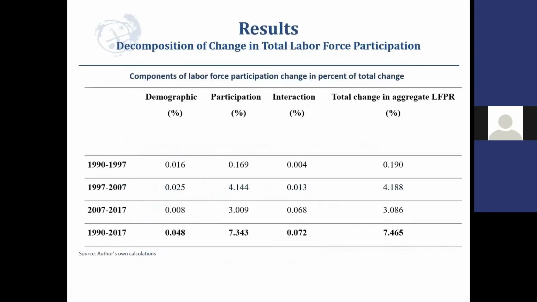These are the results of the first decomposition method, and you can see that in the last row, change in the age structure of population accounted only for 0.048 percentage points of the 7.465 percentage point increase in female labor force participation over the last 3 decades. So I can reject the first hypothesis, and you can say that the changes in female labor force participation over the years are not because of the changes in the demographic structure of population.